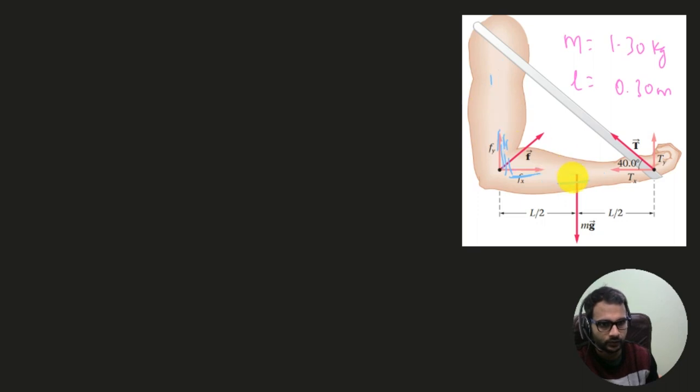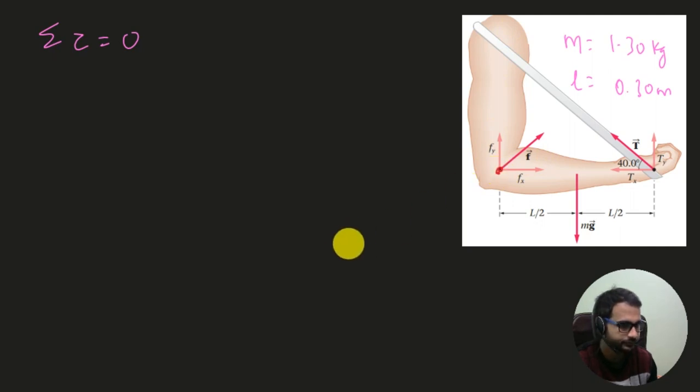Okay, so we can use the same two conditions that we mentioned earlier at the start of the video. First one, we have the net torque equals 0, and here we can take this point to be the axis of rotation.